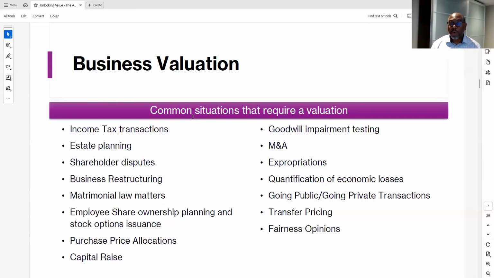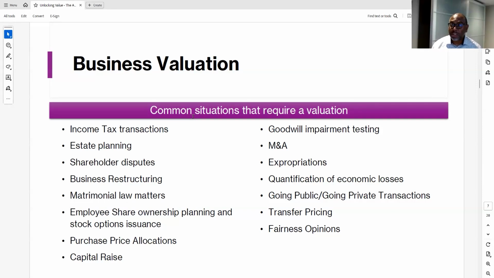Common situations that require valuation. There's quite a few here. This is obviously not a comprehensive list, but there's quite a bit here. A lot of it is around income tax transactions and estate planning. So you want to pass on a business to a family member. There could be shareholder disputes where one party wants to buy out another, or they want to cease their business relationship.